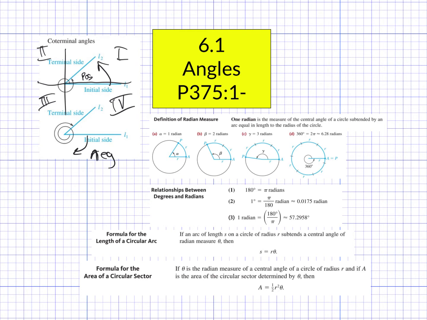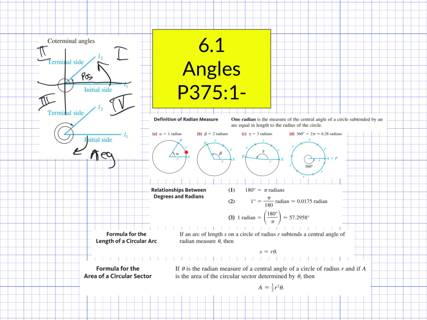Okay? All right. And then if you look at this definition of radian measurement, it takes the radius and places it around the circle. And how many radii are all the way around? Well, this is where we get the term radian measurement. 1 radian is the measure of the central angle of a circle subtended by an arc equal in length to the radius of the circle. What that means is, how many radii go all the way around the circle?